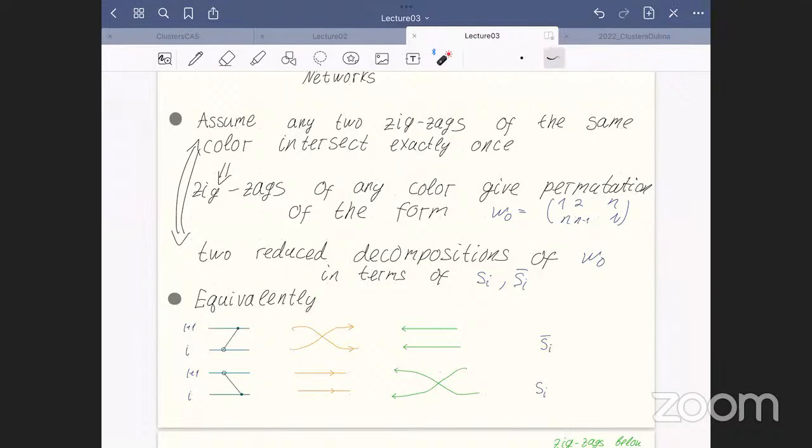Okay, sorry, I didn't understand. Zigzag is fixed by its starting point and network. Zigzags are labeled by their starting points.